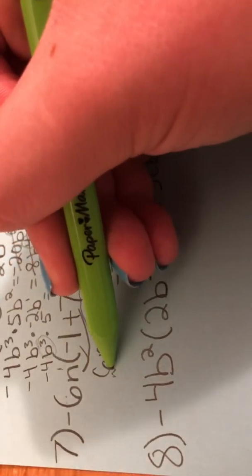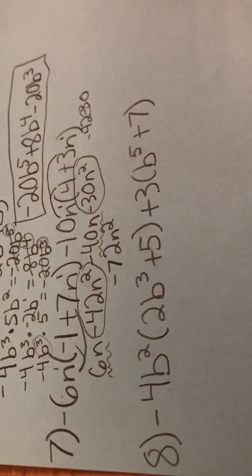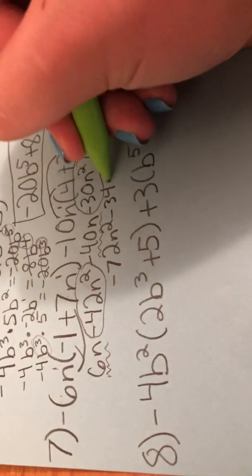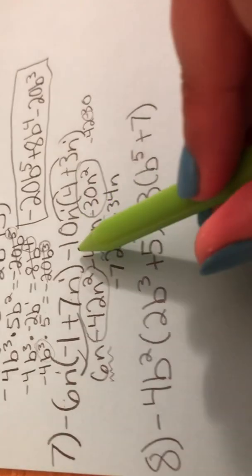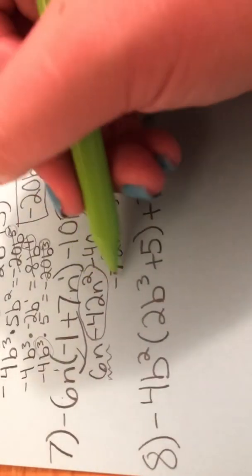Then lastly, you're doing 6n and negative 40n and combining those. So you will get negative 34n. Again, there's subtraction in the middle, so you're not doing anything to the exponents.